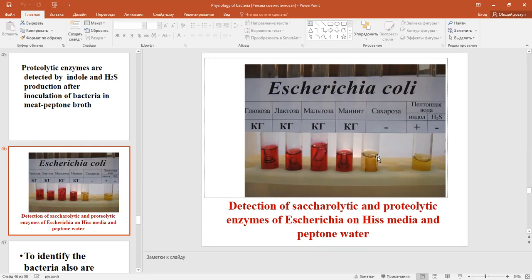Enterobacteria family bacteria are divided into lactose positive and lactose negative due to lactose fermentation. You're not going to study all of them. Just memorize that Escherichia are lactose positive bacteria, and Salmonella and Shigella genera bacteria are lactose negative bacteria.